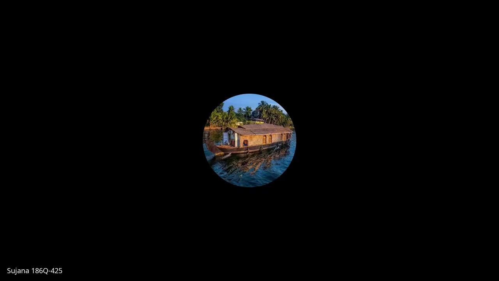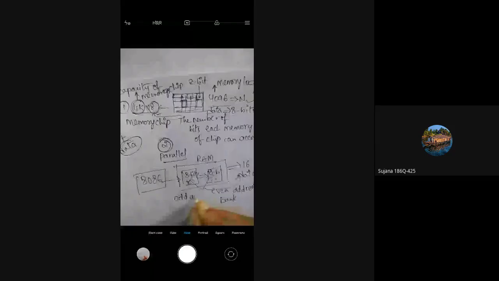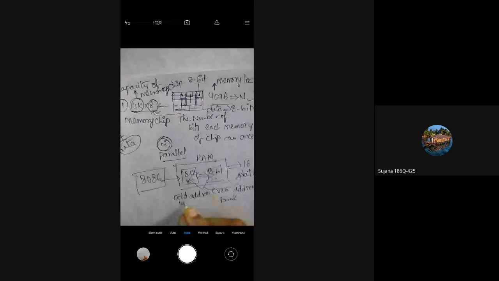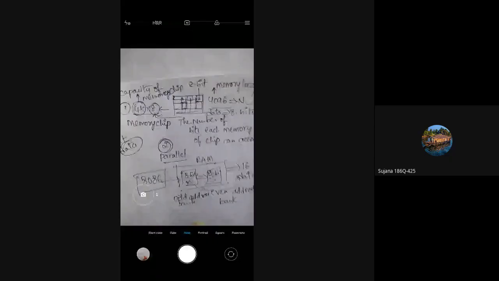The upper 8 bits are called the even address bank, and the lower 8 bits are called the odd address bank. Sorry, the upper is called the odd address memory bank and the lower is called the even address memory bank. That means D0 to D7 is the even address memory bank, and D8 to D15 is the odd address memory bank.